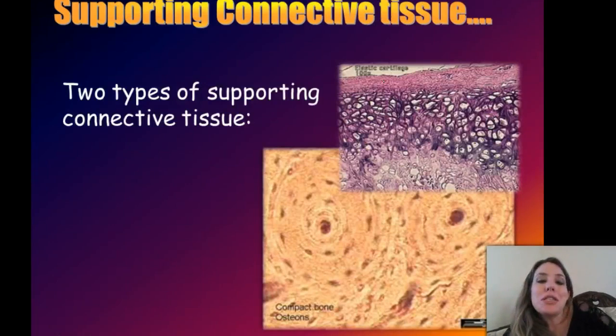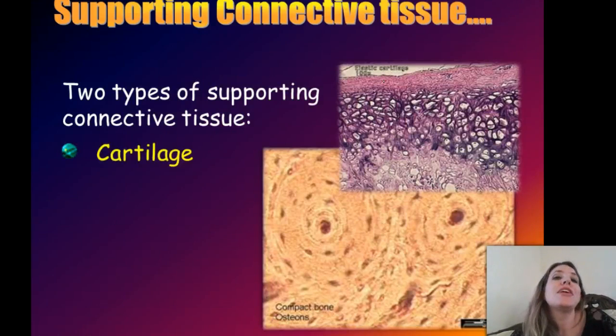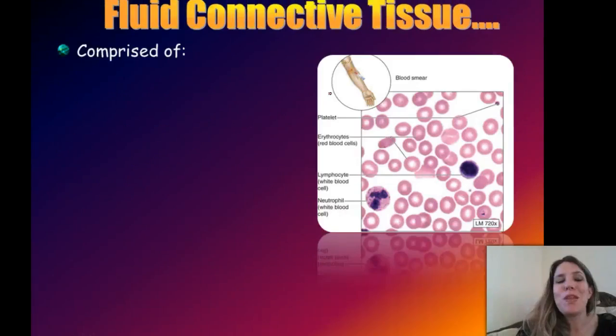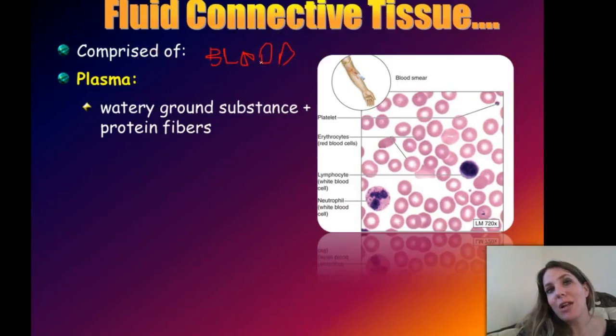Okay, now on to the supporting connective tissue. Again, we said that we have cartilage and we have bone. So these are the two types of connective tissue, cartilage and bone. And of course, we have our blood. So our blood is our fluid connective tissue, and I will write blood in red here. I will study blood in a lot more detail later on when we get to the cardiovascular system.